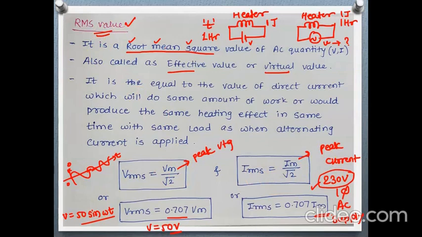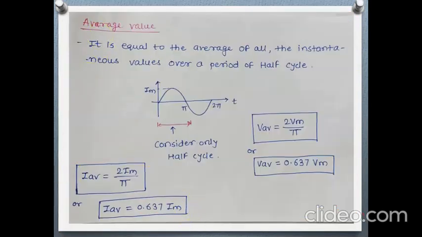Okay. Then let's see another parameter, the average value of an AC quantity. If it is voltage, then V average, or if it is current, then I average value. It is equal to the average of all the instantaneous values over a period of half cycle.